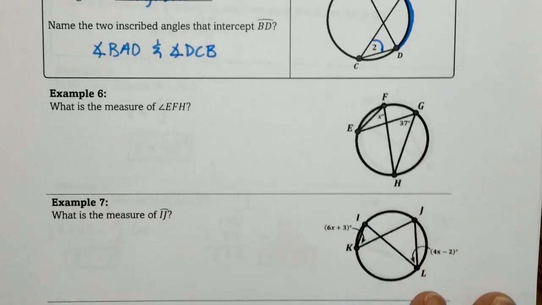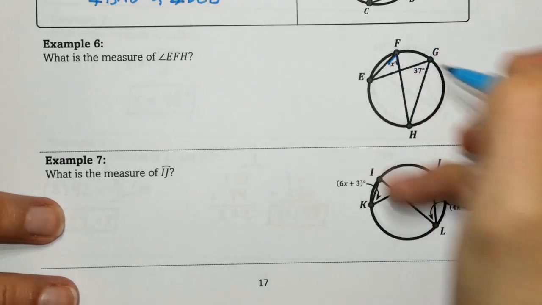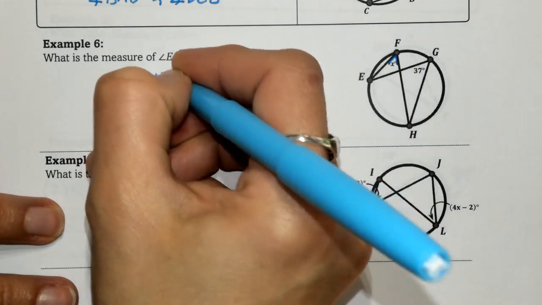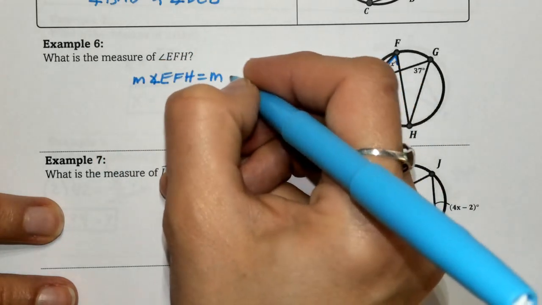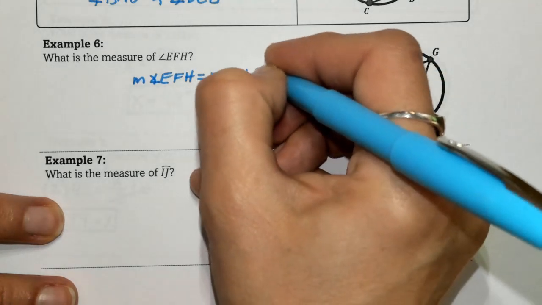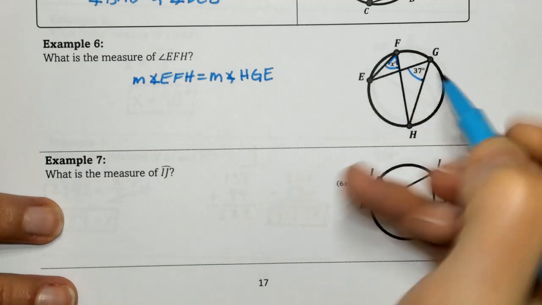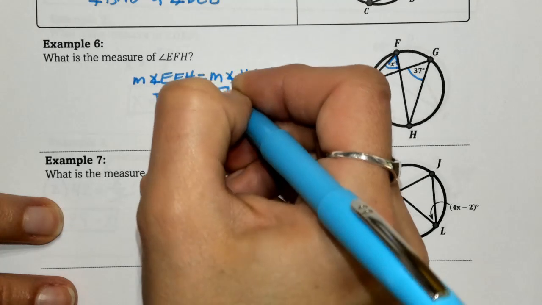So let's take a look at over here. We're going to find the measure of angle EFH. So we're looking right here. So we're looking for x. Well, what we need to remember is that the measure of angle EFH is equal to the measure of angle HGE. So these being congruent, x is simply going to be 37 degrees.